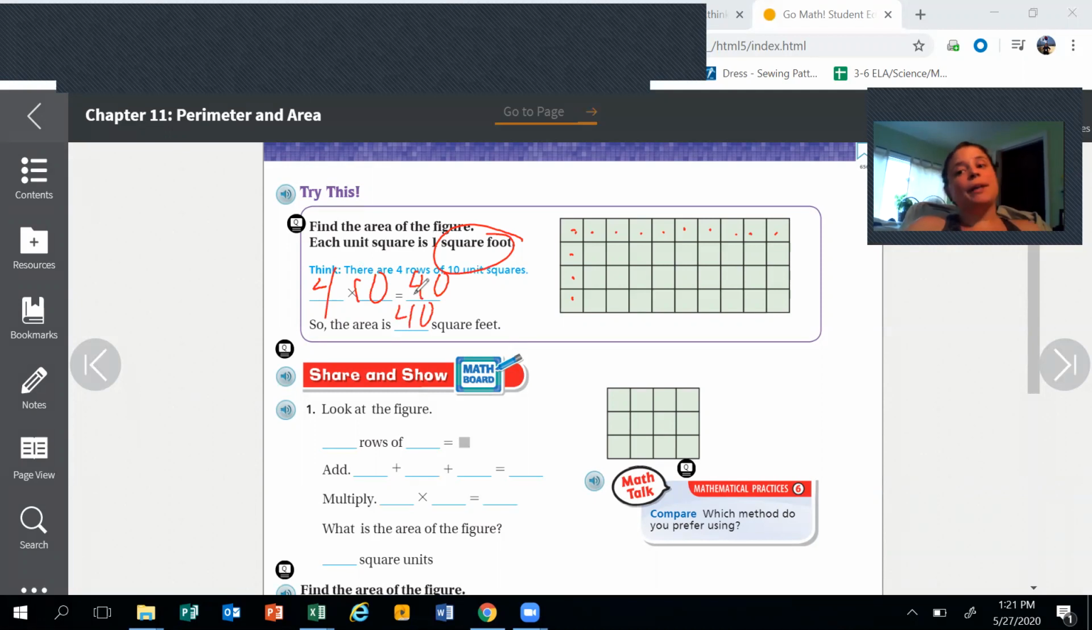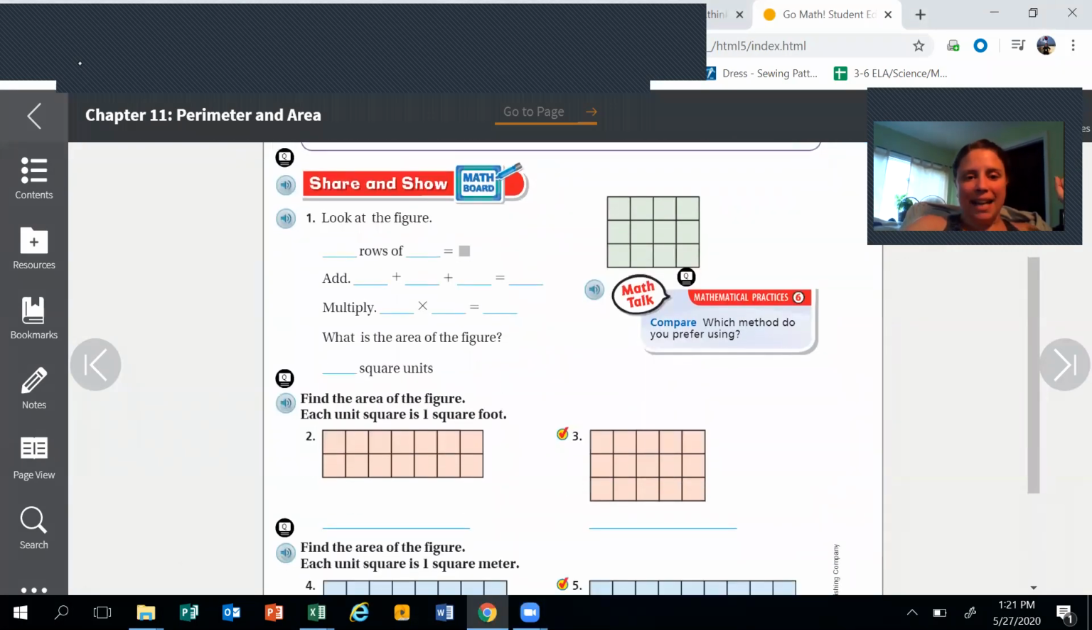Is that way quicker than counting each square? A little bit. Okay. So on the bottom, you're going to be doing the same thing for number 1. I'm not doing it with you. You do it on your own. You're multiplying and adding. Still want you to count the rows and how many are in each row too.